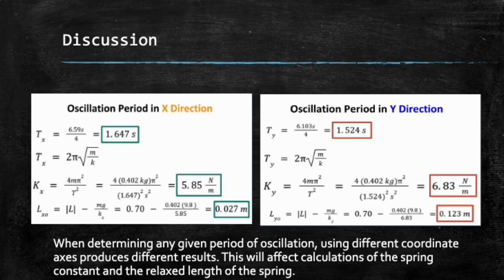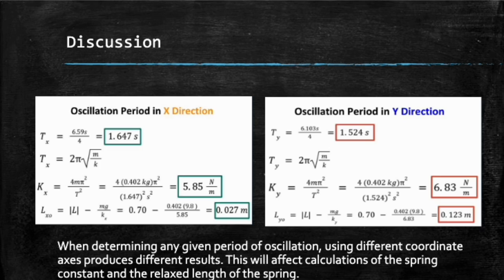To wrap it all up, we have a discussion. One interesting observation was that using different coordinate axes produced varying results when calculating the period of oscillation. This means that the variability impacts the spring constant and the relaxed length of the spring. This highlights the importance of choosing the correct reference frame when analyzing a physical system.